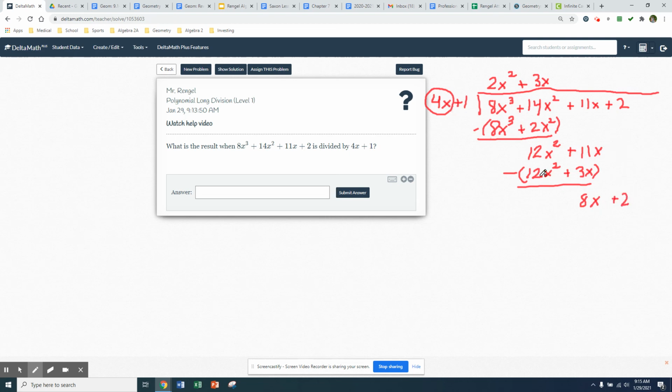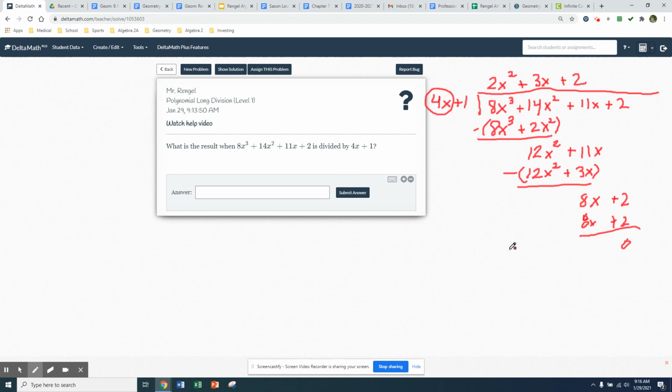Okay, what could I do to multiply 4x to get to 8x? I would multiply that by 2. 2 times 4x is 8x. And 2 times 1 is 2. And here we get our first remainder of 0.